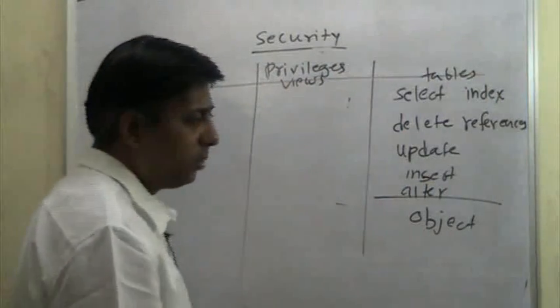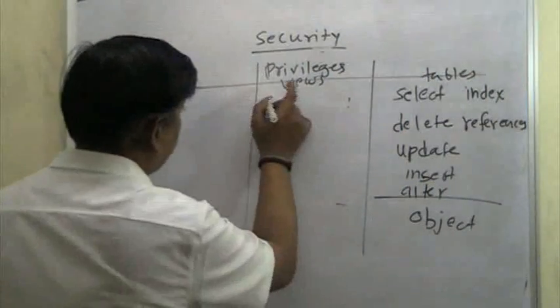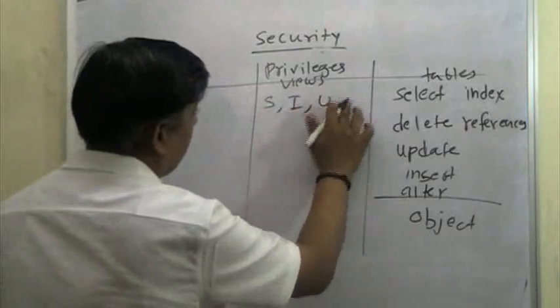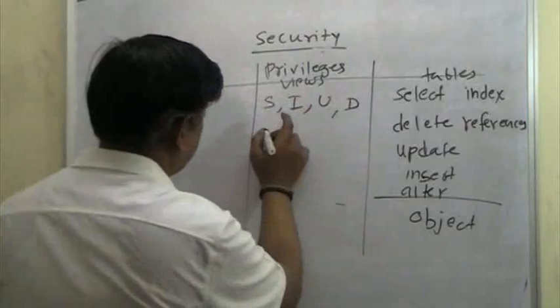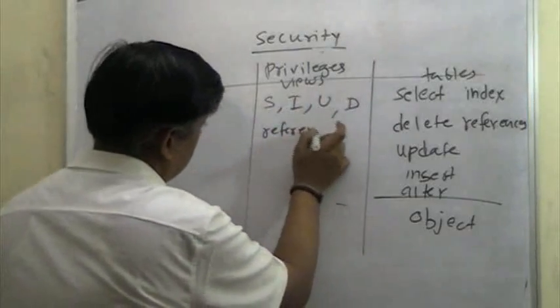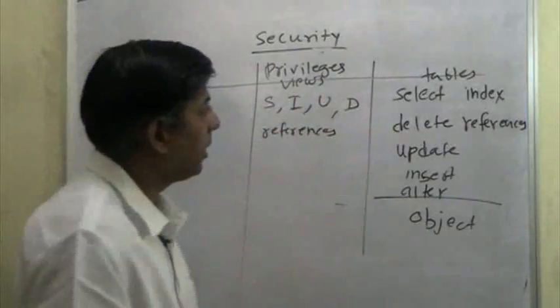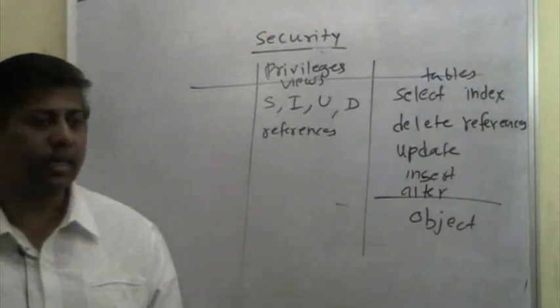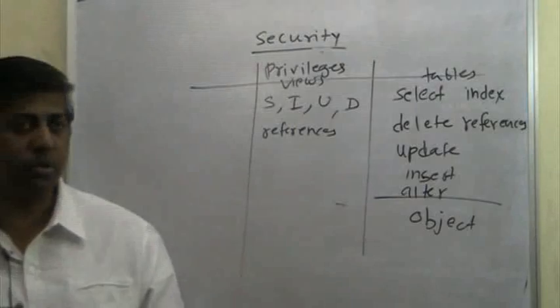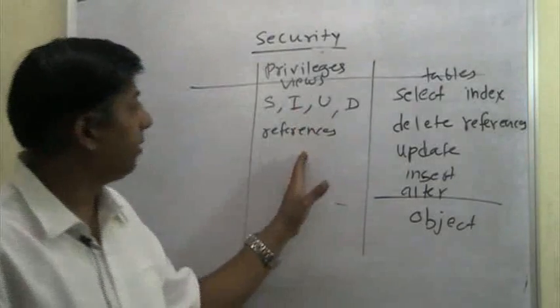Views also have very similar object level privileges. They have select, insert, update, delete, and they also have references. So most of the things are there. Index is not a privilege on a view because you cannot create an index on a view. An index is created mostly on the table. So these are the object privileges for a view.